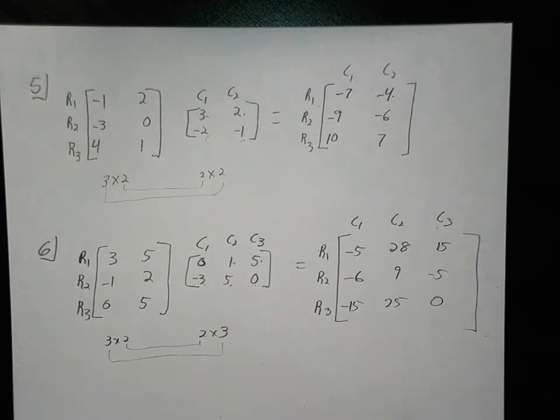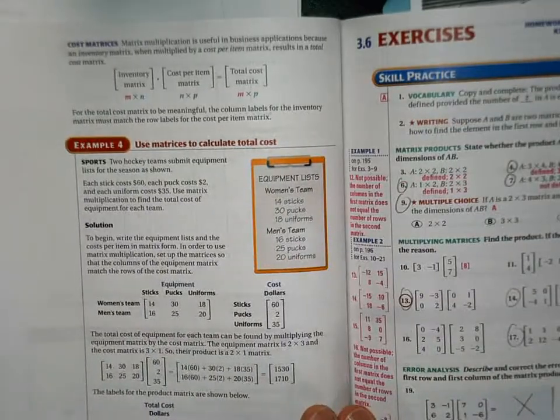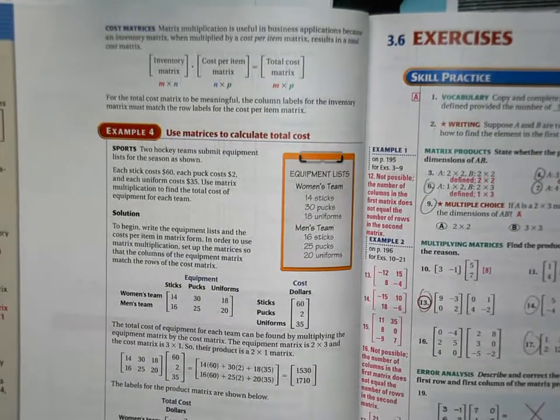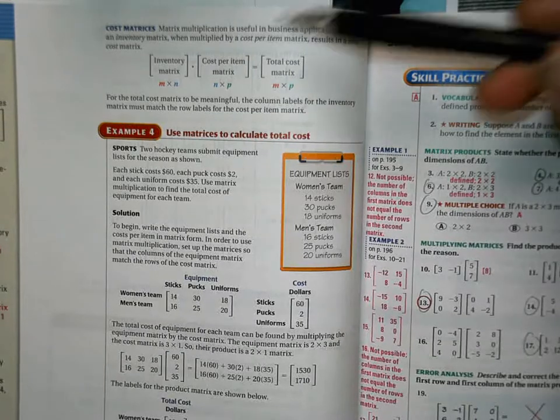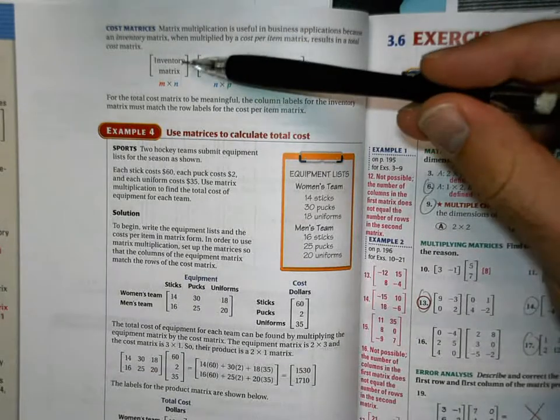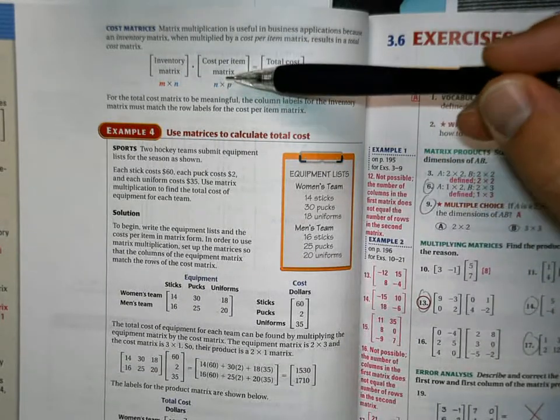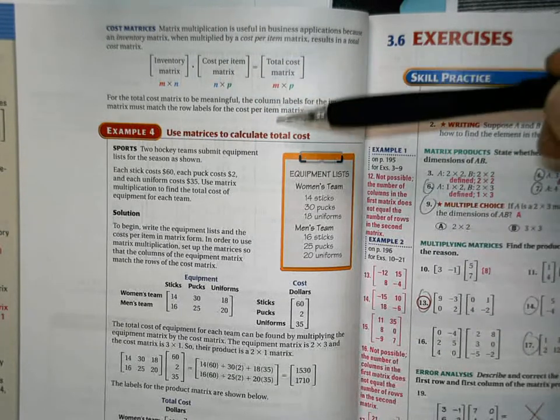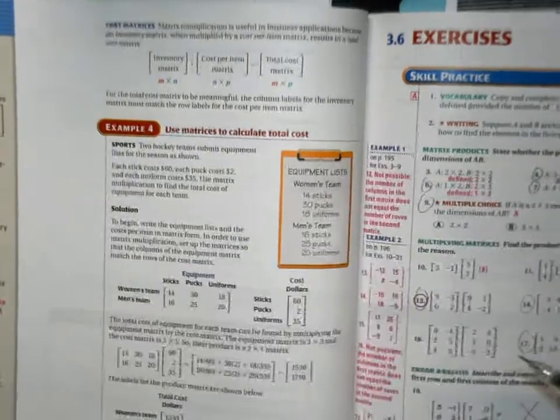Okay. Alright, so one last thing, I want to show a quick application. To make it a little quicker, I'm just going to refer you to page 198 in your textbook, and we'll look at that example real quickly here. Use matrices to calculate total cost. So business can calculate total cost using matrices. Basically, we take the inventory matrix, multiply it by the cost per item, it'll give us our total cost matrix. Okay, so let's look at example 4 here.